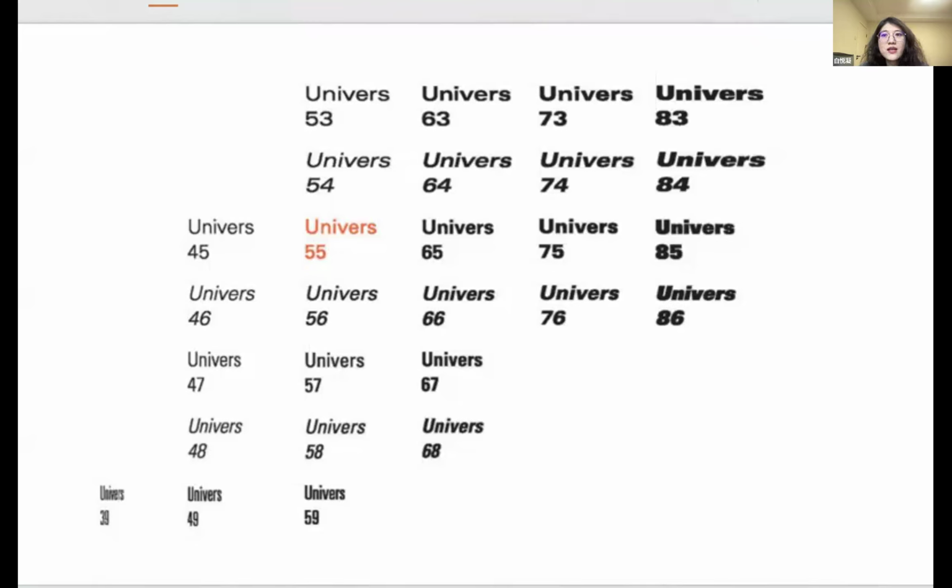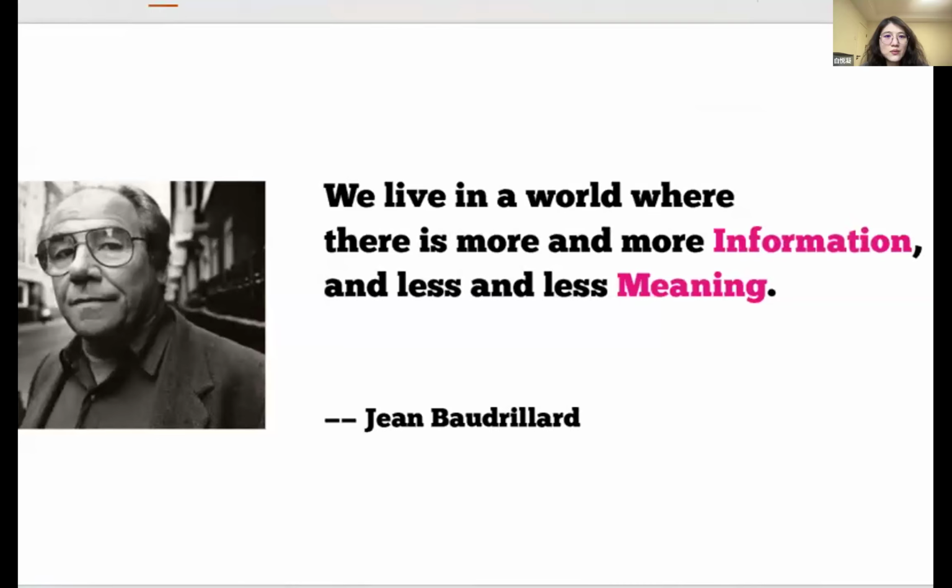I hope you guys remember these words. Analysis is very, very important in your research. Well, why? Let's see a sentence. It's from Jean Baudrillard. He said, "We're living in a world where there is more and more information and less meaning." That's why we need to analyze our research, because we not only need information, the more important thing is we need the meaning of your research, of your material.